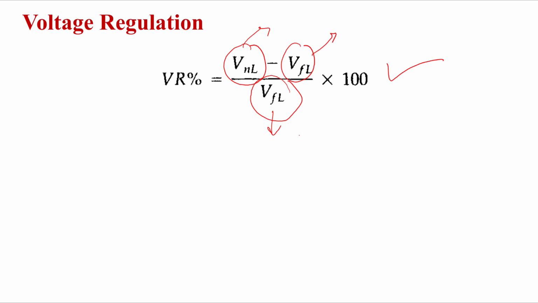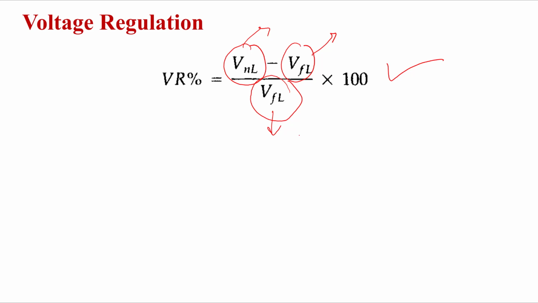So what is V no load? That is when the load is not connected, that is, open circuit. Under that condition you measure across the terminals of the generator by connecting a voltmeter. Whatever reading the voltmeter shows is the no load voltage, or voltage under no load.